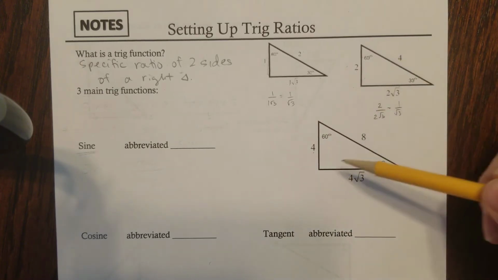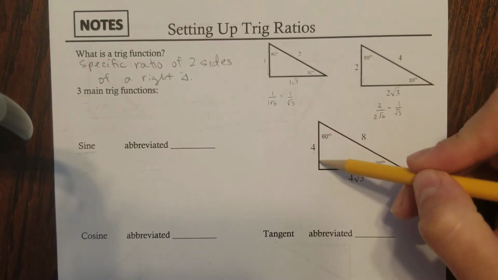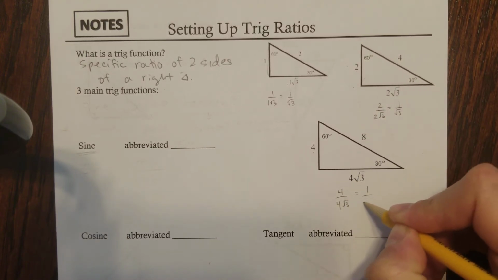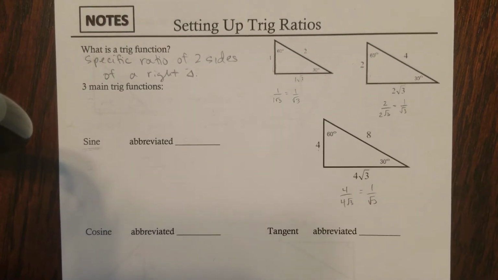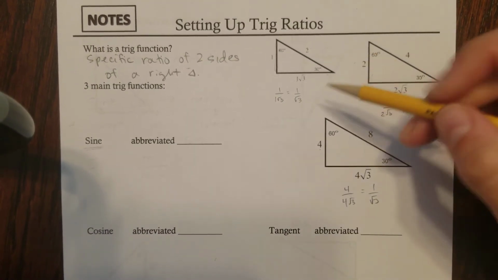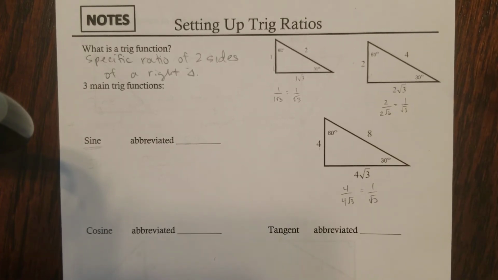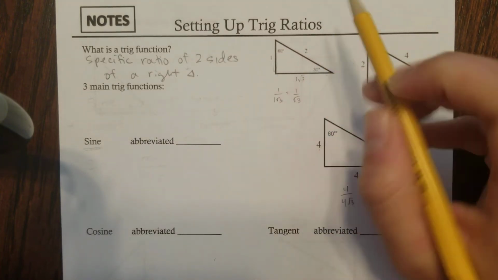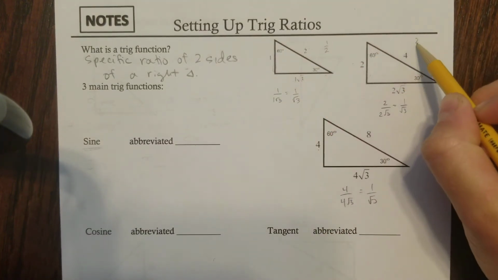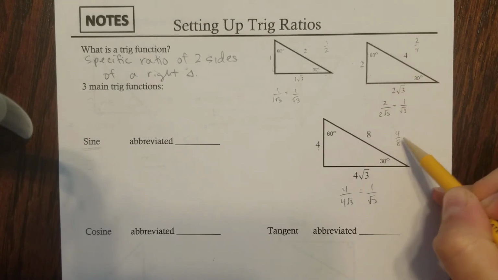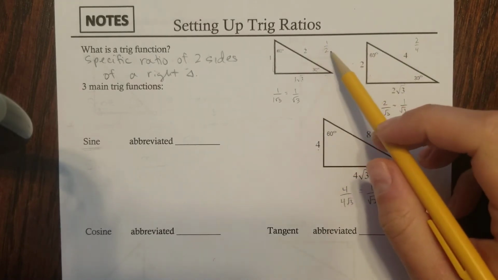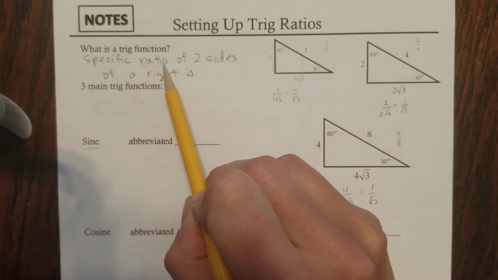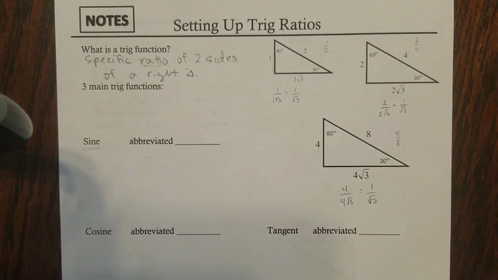Isn't that awesome? All right, same thing is going to happen here. So 4 over 4 root 3, 4 divided by 4 is 1, so that reduces down to 1 over root 3. So all of these ratios are the same as long as I'm comparing the same two sides. Same thing if I did this vertical side and the hypotenuse. So 1 over 2, 2 over 4, 4 over 8, all three of those fractions reduce down to 1/2. So as long as I'm comparing the same two sides, the specific ratio, that's the comparison of two sides of a right triangle, it'll always be the same.